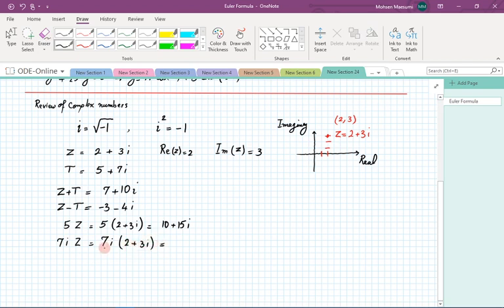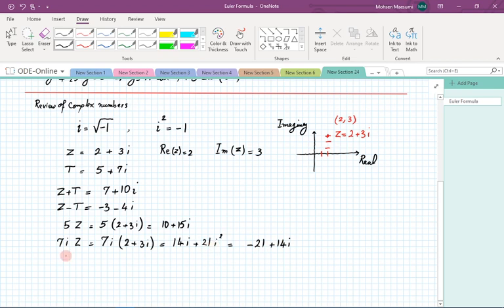So again, distribution as before, 7i times 2, it's 14i. 7i times 3i, that is 21 i times i, which is i squared, and that is where the kick comes in. i squared has to be -1, so this becomes -21 plus 14i. That's the only thing that's different from, say, Algebra 1 you had in, say, 7th grade or something.